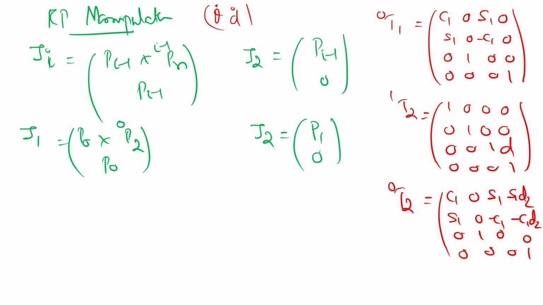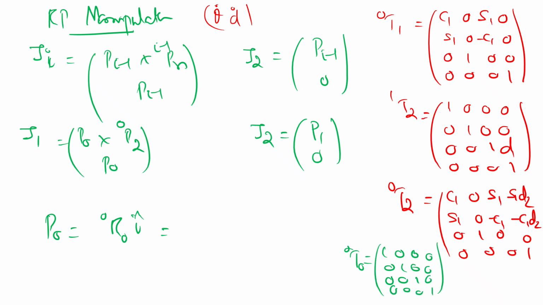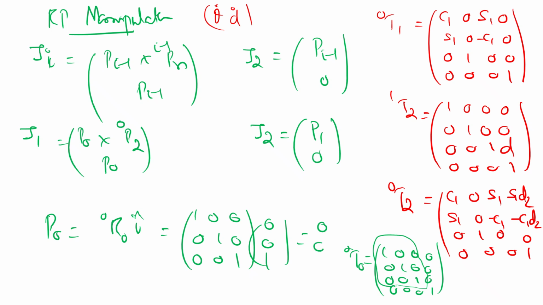Let's find P0. P0 is R0 times the unit vector. T0 is the identity matrix with the last column 0 0 0 1. The R0 part is the rotation matrix, 1 0 0, 0 1 0, 0 0 1, which multiplied by 0 0 1 gives 0 0 1. So P0 is done.